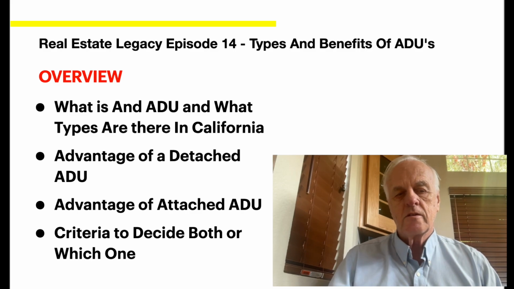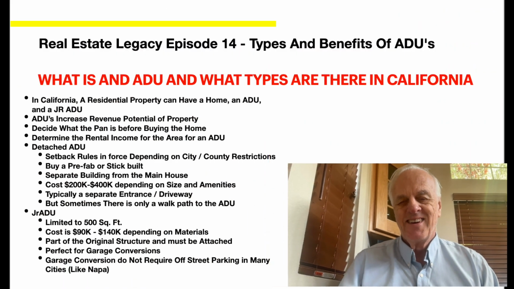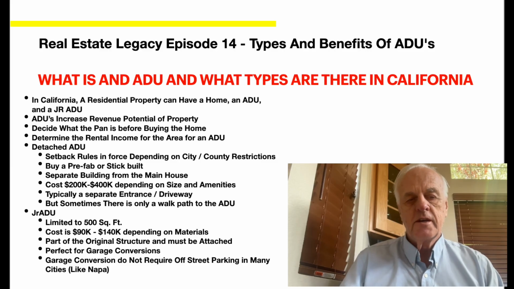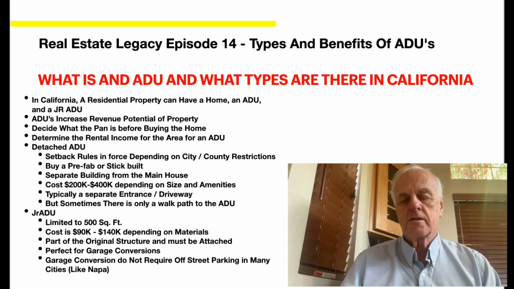Let's take a look at what the different types of ADUs are. In California, a residential property can have what they call an ADU, an accessory dwelling unit, and a junior ADU, which I'll get into in detail. The reason for an ADU is it's a separate rental unit within the property, and you can add that because of the shortage of homes in California. You can add it to increase potential revenue on the property by having another rental unit, even if you started with a single family home.